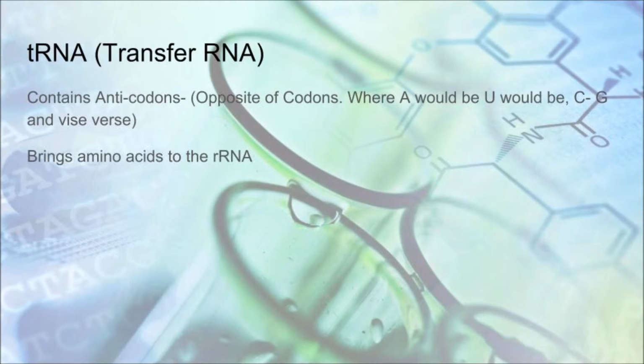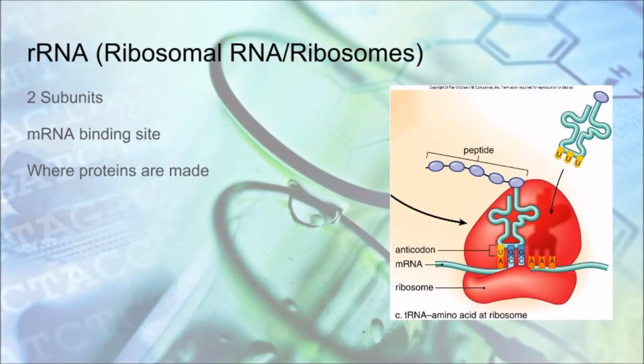Another type of RNA we have is called tRNA, or transfer RNA. It has anticodons, which are what it sounds like, the opposite of what the other codons are, and also brings amino acids to the RNA. rRNA, or more likely known as ribosomes, is where all of the RNA is made up at once.